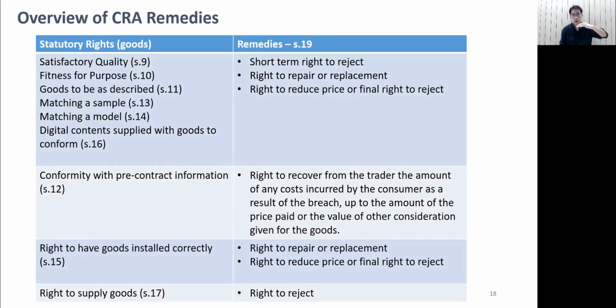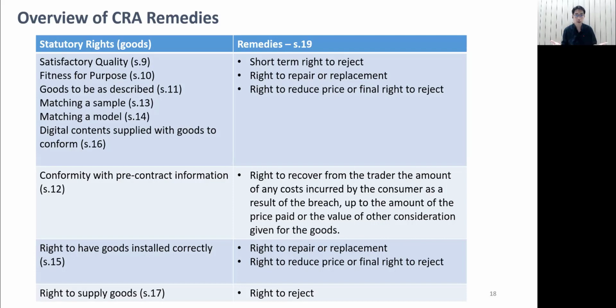The first row: breach of section 9, satisfactory quality. Breach of section 10, fitness for purpose. And all those first row implied terms are where you get a three-tier remedy: reject, repair or replace, reduce price, or reject. However, look at the second row, where it's breach of section 12, which is also an implied, statutory term in the CRA. If you breach 12, then you only have a right to recover from a trader the amount of cost that you've incurred as a result of the breach.